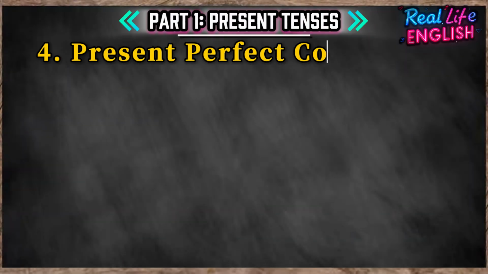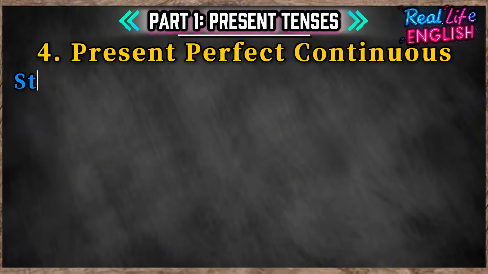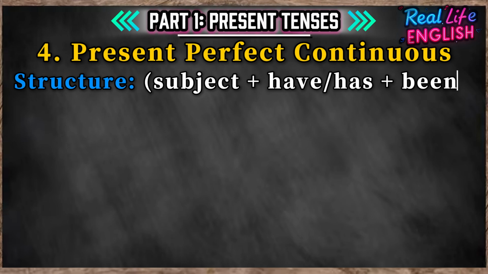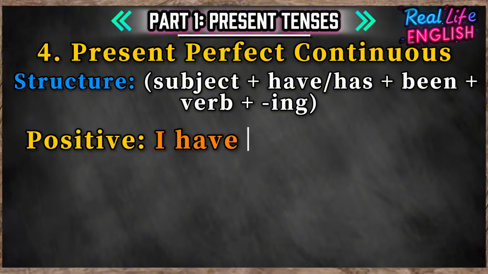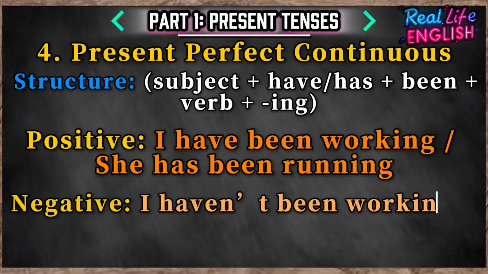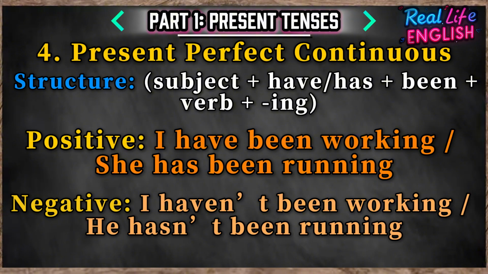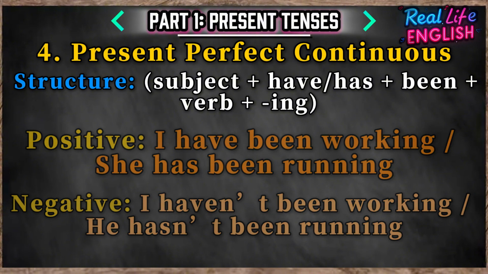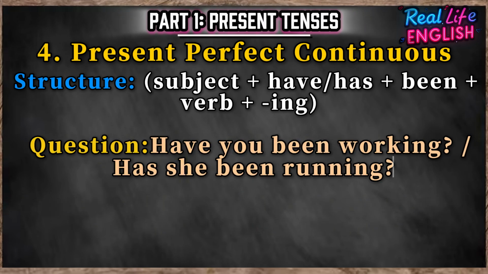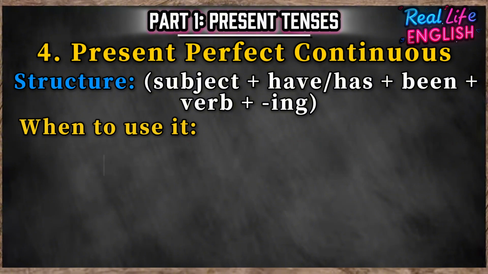4. Present perfect continuous. Structure. Subject plus have, has, plus been, plus verb, plus ing. Positive. I have been working. She has been running. Negative. I haven't been working. He hasn't been running. Question. Have you been working? Has she been running?